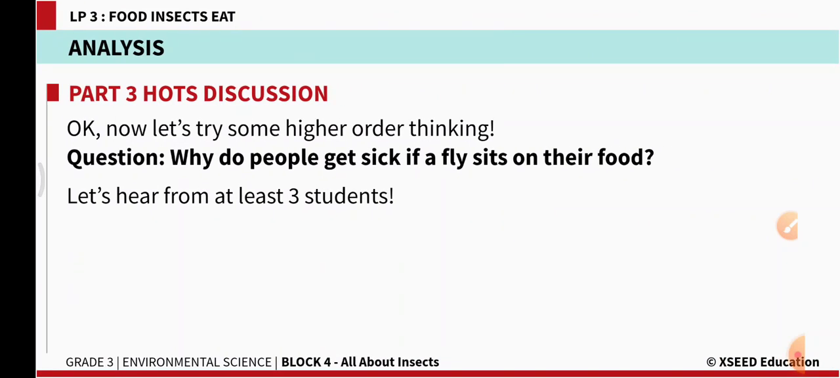Okay, let us learn about why people get sick if a fly sits on their food. Especially in rainy season we see a lot of flies moving around and we need to cover the food. The food we eat should be covered, otherwise it will get contaminated. So now the question is, why do people get sick if a fly sits on their food?